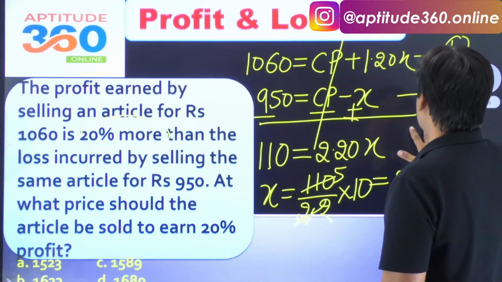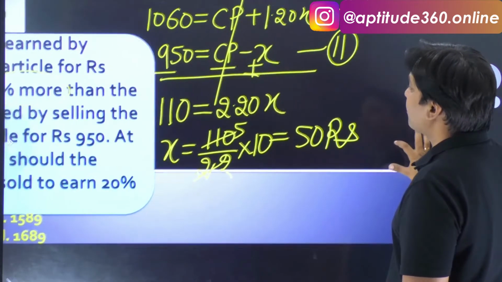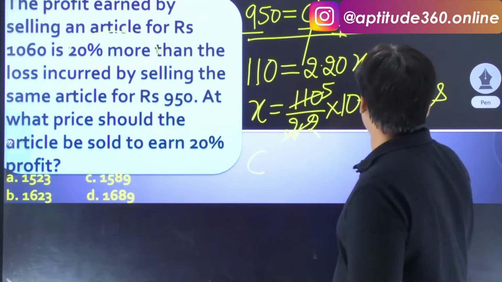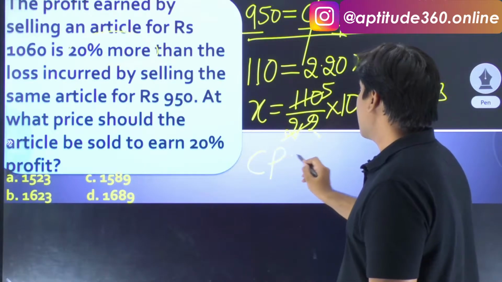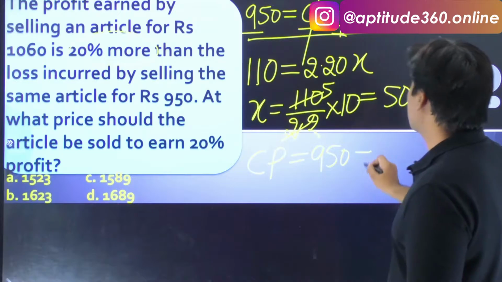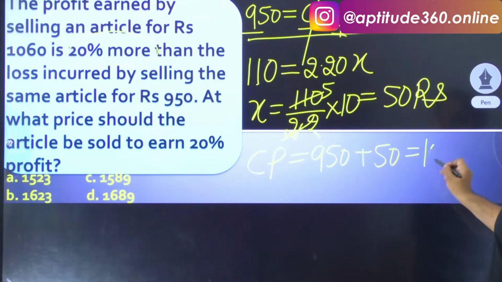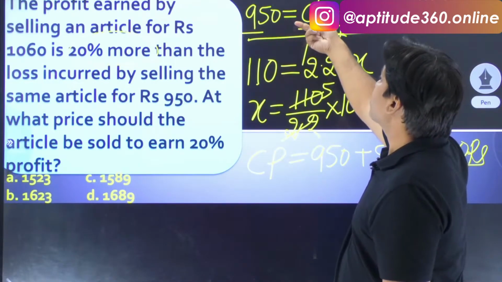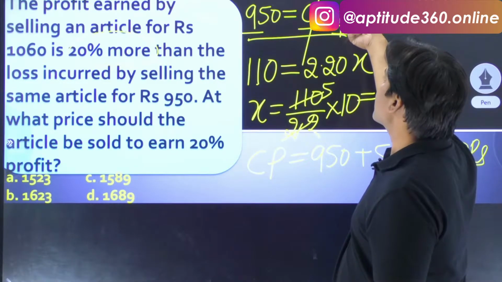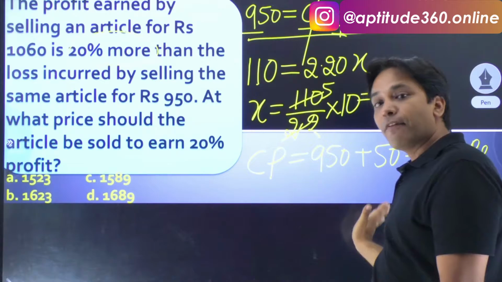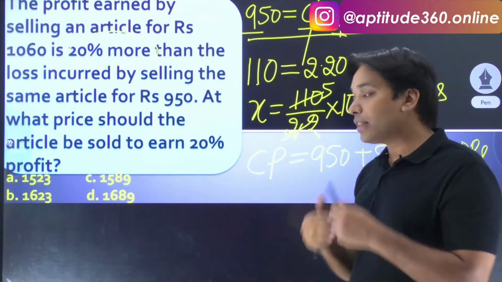किसी भी इक्वेशन में plug in कर दोगे, आपको क्या निकल जाएगा? आपको तो यहाँ पे कॉस्ट प्राइस निकल जाएगा. What is going to be the cost price? The value of cost price is equal to, from the second equation, 950 is equal to cost price minus x. The value of x is 50. 50 goes out to this side. It becomes 950 plus 50. The value of cost price comes out as 1000 rupees, right?